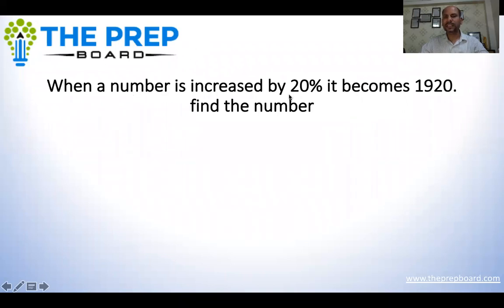A number when increased by 20% becomes 1920. So one number, 1920, is given. Another number is unknown, which we are supposed to find. Increased by 20% means this should be 120%. We are supposed to find the number which was 100% initially. Now onward, I'll try to use only the direct method, because the basics I understand, everyone knows.